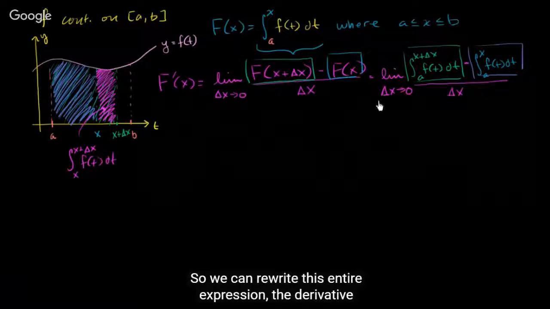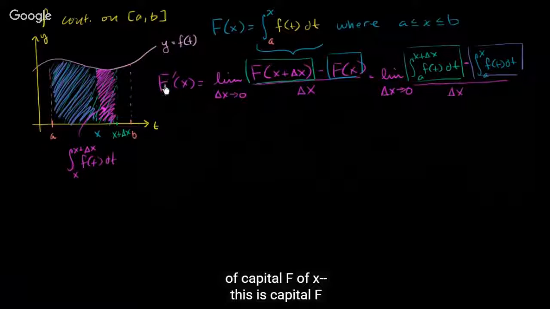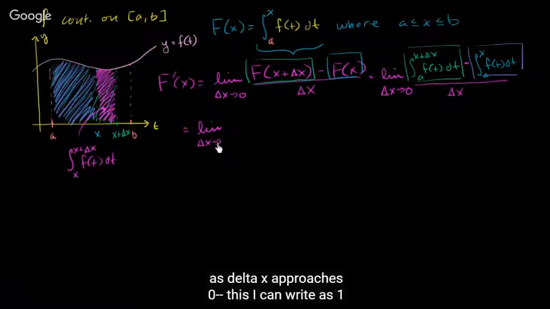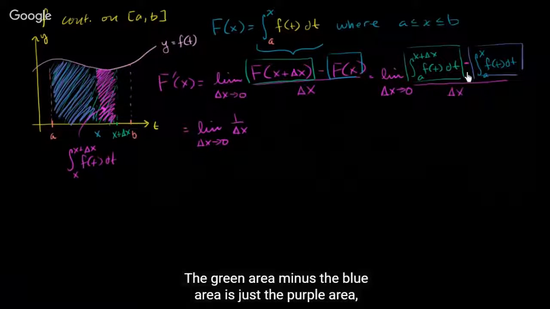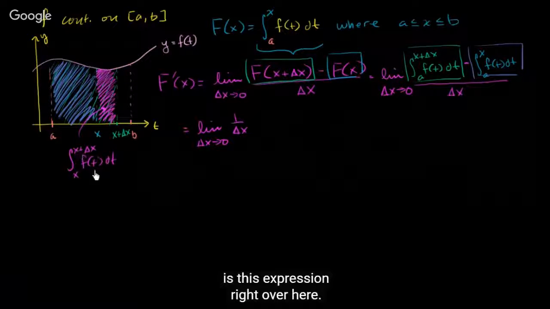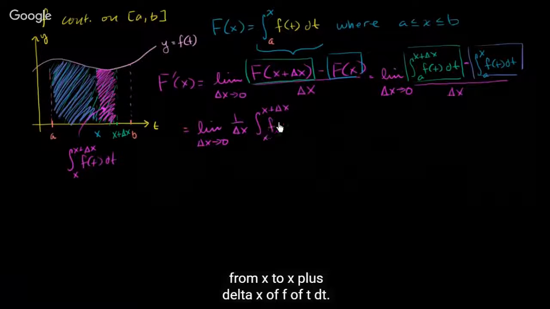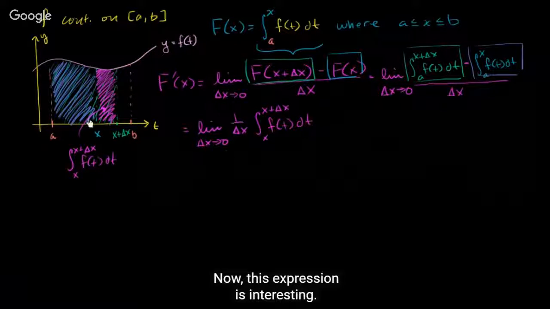So we can rewrite this entire expression, the derivative of capital F of x, capital F prime of x, as being equal to the limit as delta x approaches 0. I can write this as 1 over delta x times the numerator, and we already figured out the numerator: the green area minus the blue area is just the purple area, and another way of denoting that area is this expression right over here. So 1 over delta x times the definite integral from x to x plus delta x of f of t dt. Now this expression is interesting.